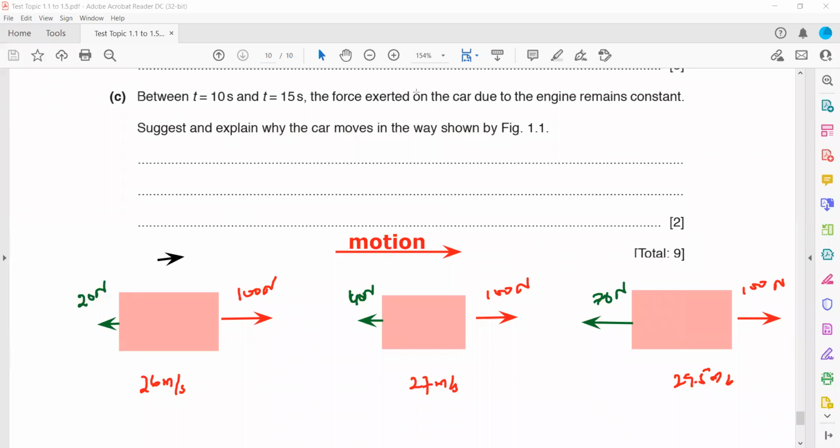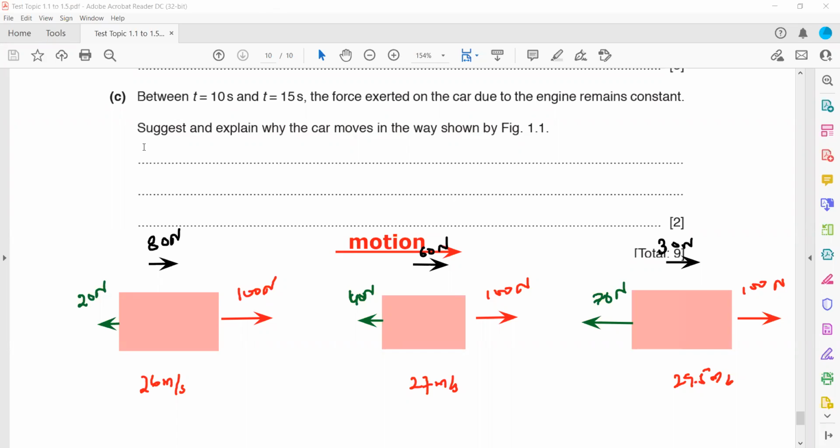So what happened to the resultant force on the car? As the speed is increasing, the air resistance also increases, so the resultant force on the car decreases. The resultant force is 100 Newton right and 20 Newton left, so 80 Newton. Here 100 Newton right, 40 Newton left, resultant force is 60. And here 100 Newton right and 70 Newton left, so resultant force is 30. So you can clearly see the resultant force is decreasing. That's why the acceleration is decreasing.